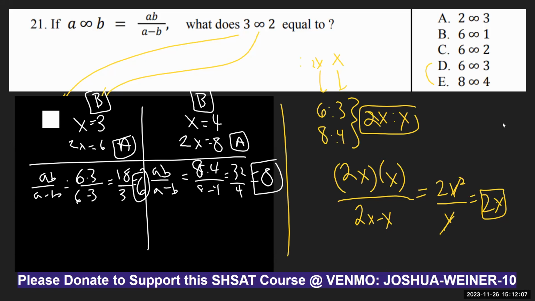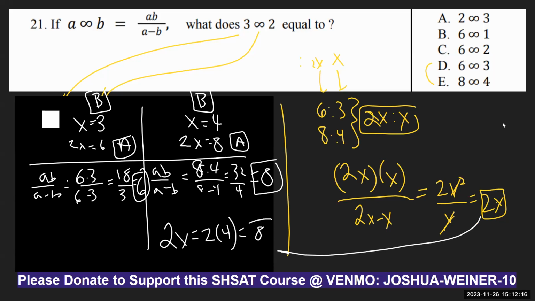But wait a minute. We said that that's supposed to equal 2x. Well, 2x equals 2 times 4 is 8, and it does. 2x equals 2 times 3 is 6, and it does.